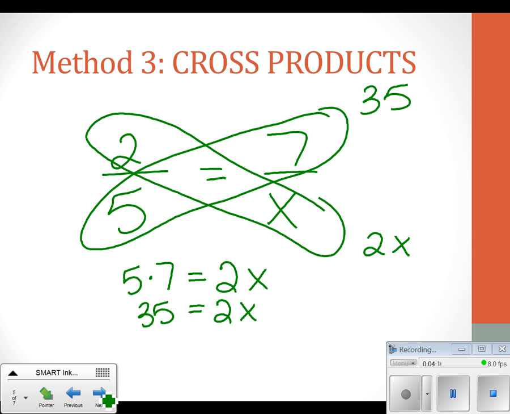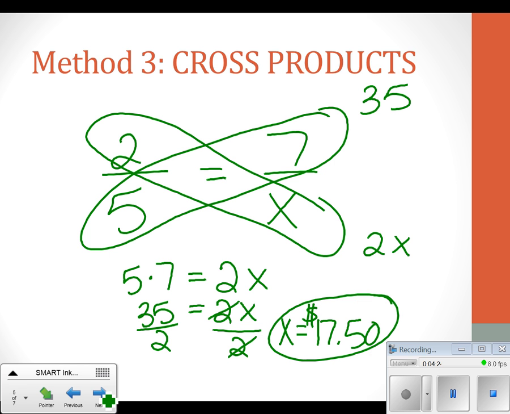Well, to isolate the X, undo your multiplication by division. Whatever you do to one side, you do to the other. So X is 35 divided by 2, which once again is going to give us $17.50. So I just showed you one problem solved 3 different ways.